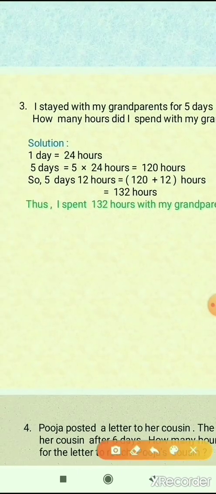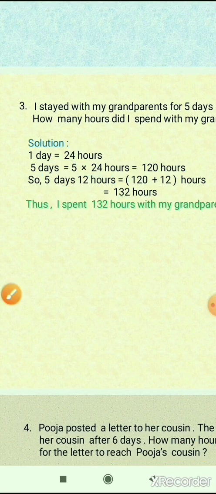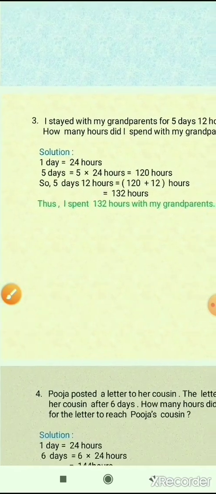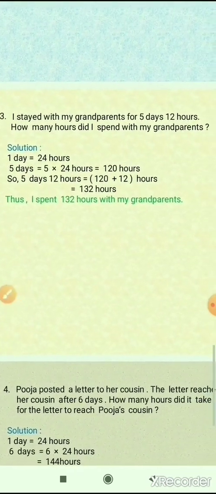We know that 1 day is equal to 24 hours. So 5 days is equal to, so multiply 5 by 24. 24 5s are 120 hours. So 5 days 12 hours means 5 days means 120 plus 12, 132 hours. Okay, so here they ask how many hours did I spend with my grandparents. So what will be the answer? Thus I spent 132 hours with my grandparents.